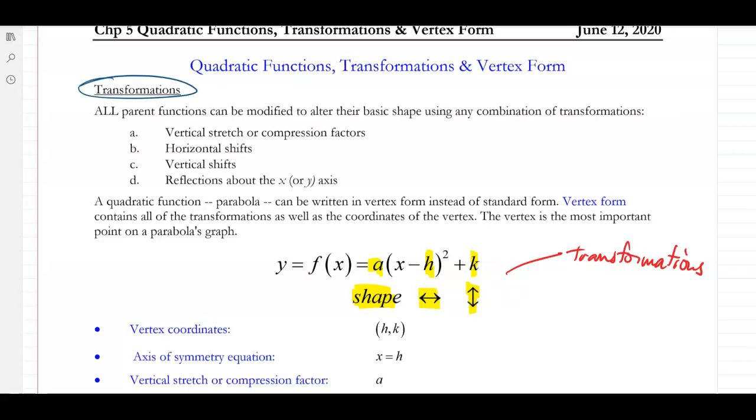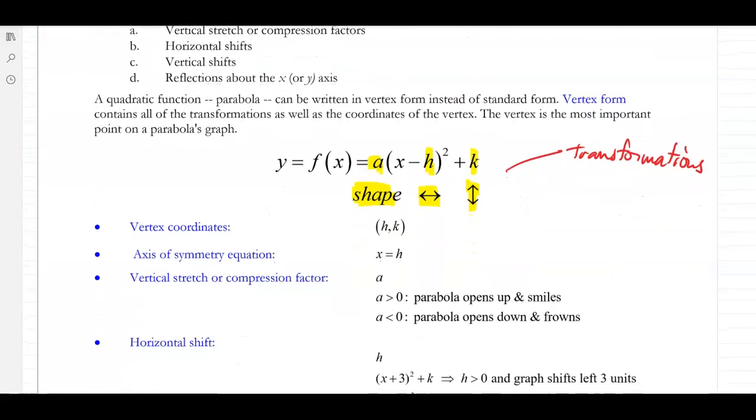So we have a stretch. Okay, let's see if it's here. Yeah, here it is. If a is greater than 0, the parabola will be opening up and we say smiling. If a is less than 0, the parabola opens down, and we could also say it frowns. So that's vertical stretch or compression, but there's more information I should include here, and it's this. If the value of a is greater than 1, or if a is less than -1, we have a vertical stretch of the graph.